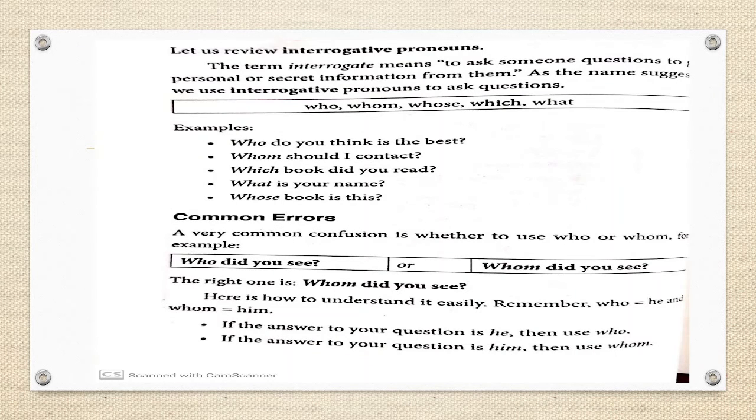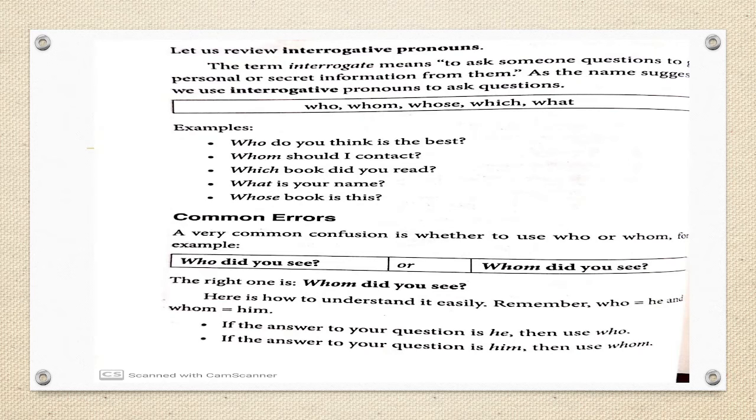So let us review the interrogative pronouns. The term interrogate means to ask someone questions to get personal or secret information from others. As the name suggests, we use interrogative pronouns to ask questions. And in the box, you can see the interrogative pronouns. Which are they? Who, whom, whose, which, what. These are the interrogative pronouns. Examples are there. Who do you think is the best? Whom should I contact? Which book did you read? What is your name? Whose book is this?